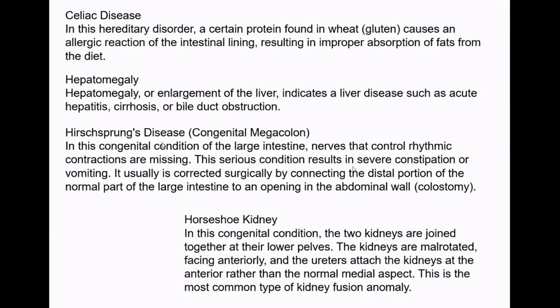Next is hepatomegaly. Hepatomegaly is the enlargement of the liver, and a liver disease such as acute hepatitis, cirrhosis, and bile duct obstruction. Next, we have congenital megacolon, that is Hirschsprung's disease. In this congenital condition, the nerves of the large intestine that control the rhythmic contraction are missing. This serious condition results in constipation or vomiting.